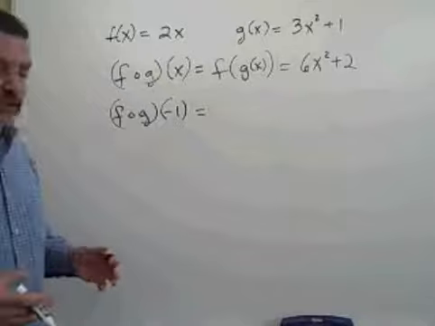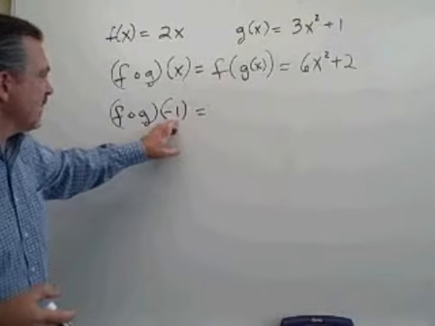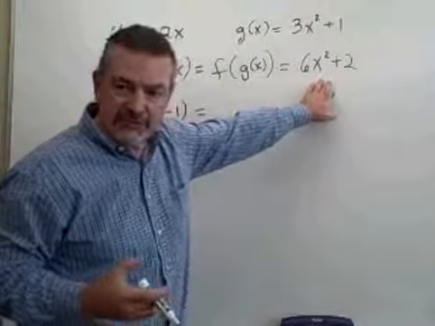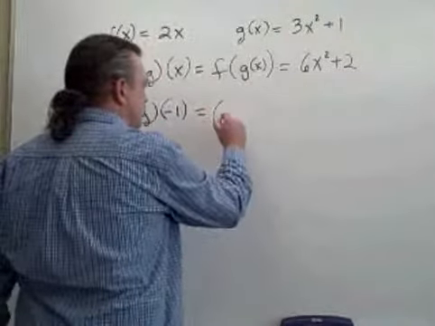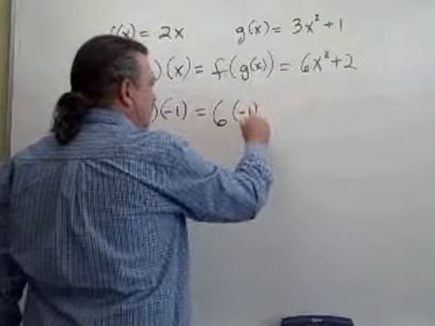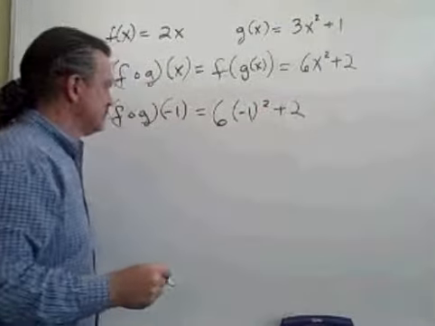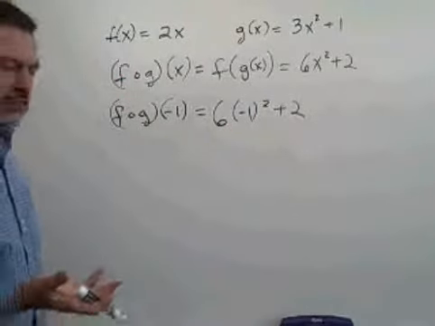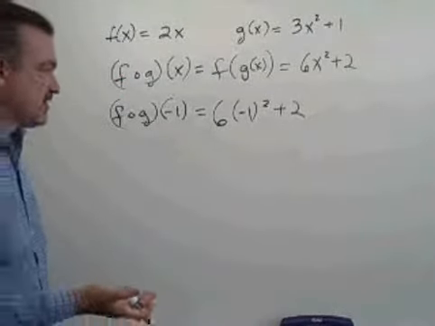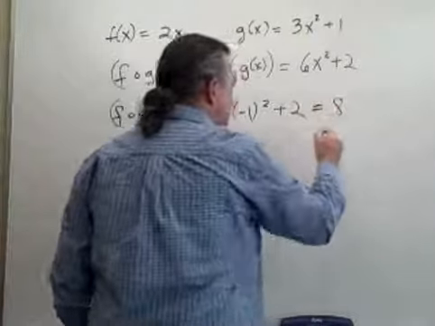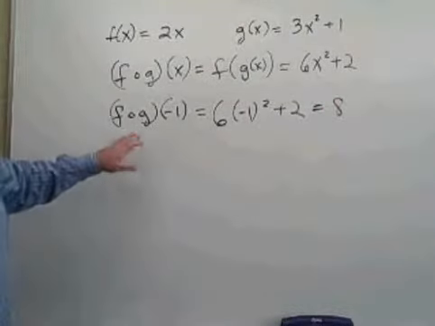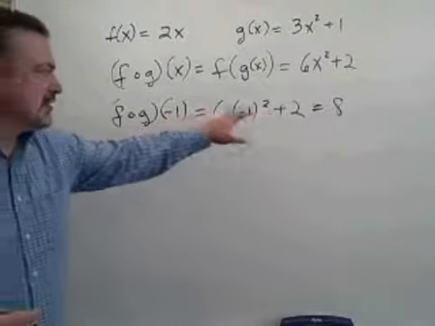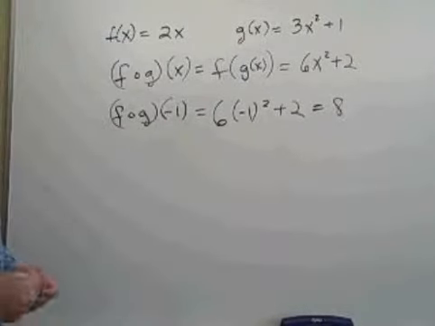Well, as with any function, we simply take this value that we've now put in place of x, and we put it in place of x in the function expression. So the square of -1 is 1. 6 times 1 is 6. 6 plus 2 is 8. So f composed with g evaluated at -1 gives us a value of 8.